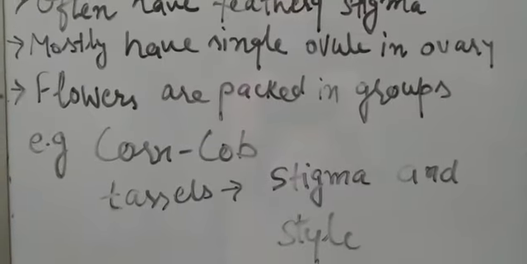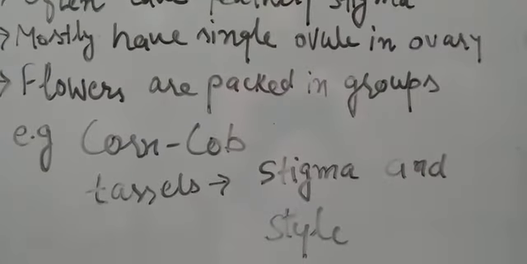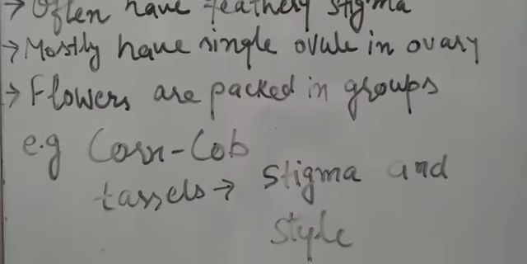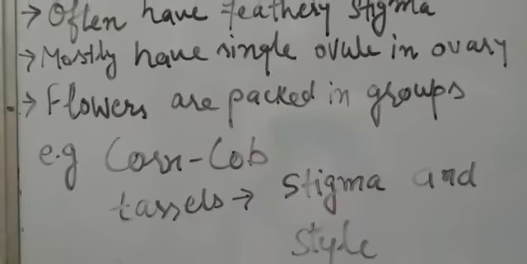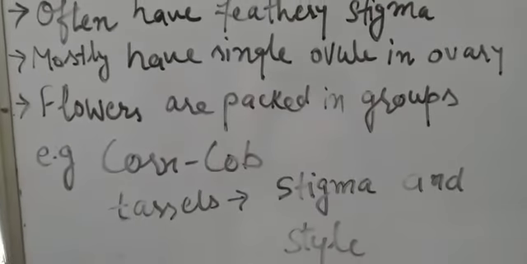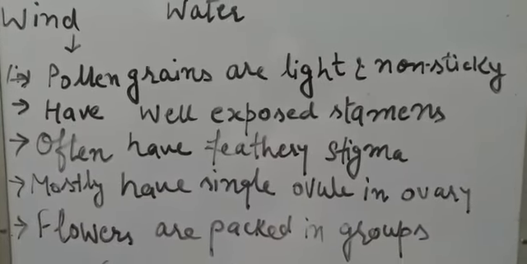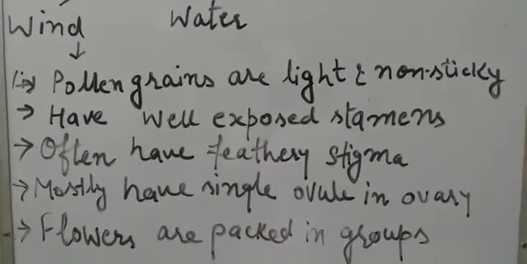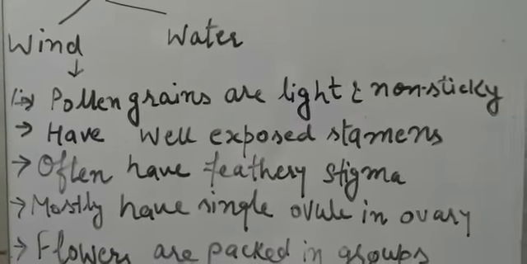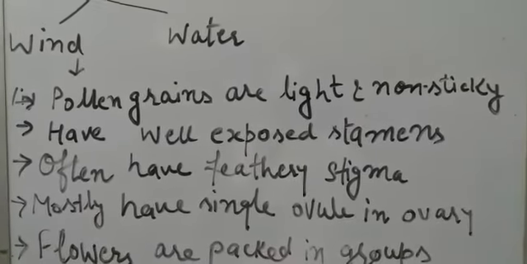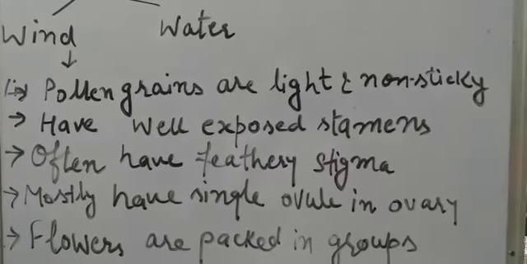Now if you will see the tassels of the corn cob, अगर आप उसके tassels को देखेंगे, so those tassels are basically what? Stigma and style, and they will come outside. Clear? So these are some specific features of plants which are pollinated by the wind. Clear? So plants or the flowers which are pollinated by water, their specific features I will discuss in the next video. Okay beta? Please learn all these main points of the wind pollinated flowers carefully, because these are very important.